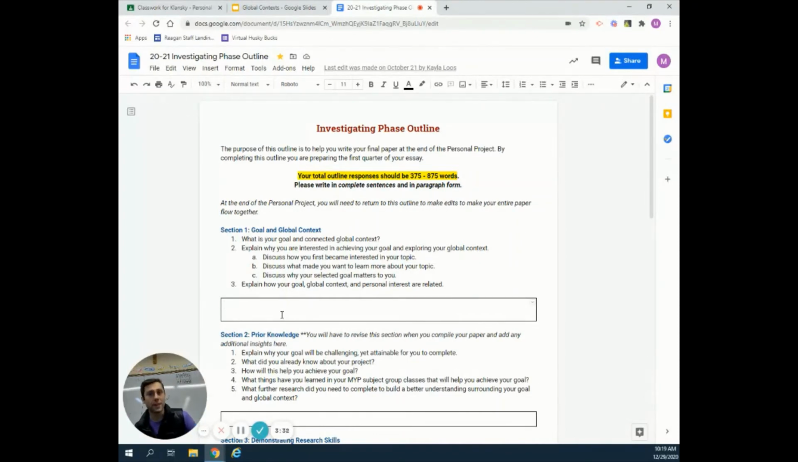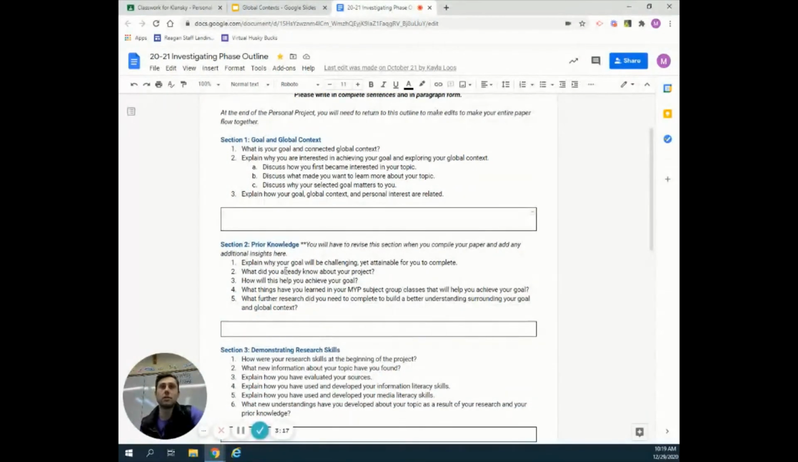All right? If you find this part hard, you might have the wrong topic, right? Because all you have to do is talk about why you're excited about it. So if you find this one hard, maybe think about choosing a different topic. All right? Might be time. All right? But that's section 1, goal and global context. Just write about it. Why'd you pick it? What global context did you pick?